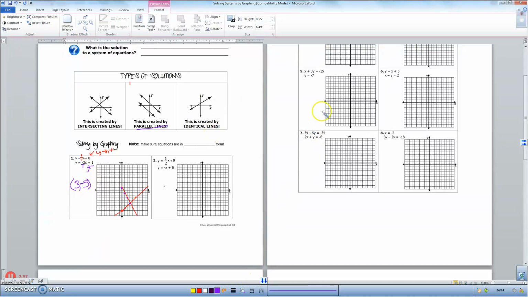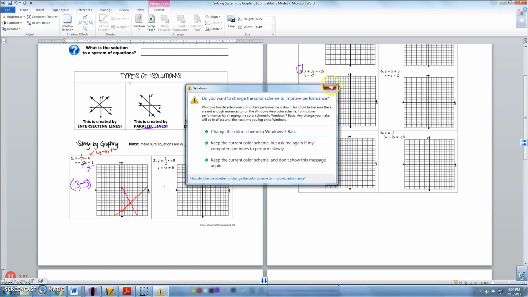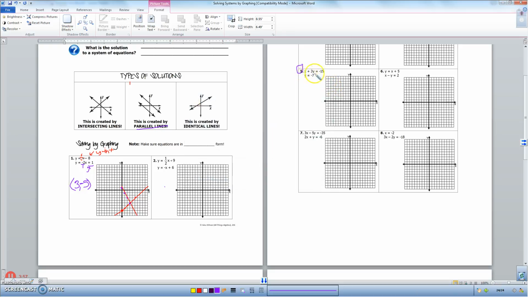So I do want to go over here and do one on the back side, okay? We're going to look at number 5. So if you look at number 5, the one thing I need to do here is I need to rewrite the first equation, okay? So you have a little space on your paper, but we want to rewrite this in y equals so that we can graph it, okay?